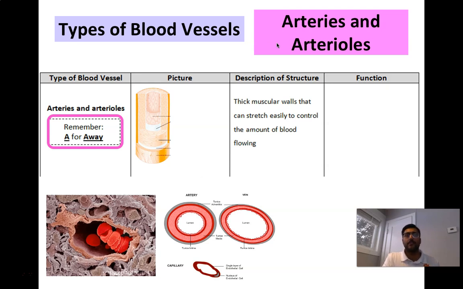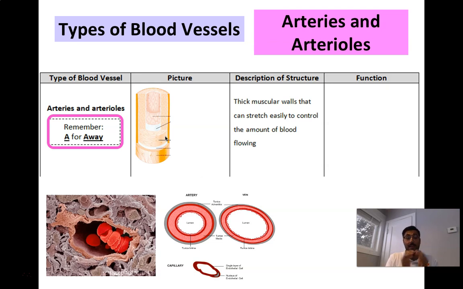Arteries and arterioles. Well, remember the big takeaway: A for away. So arteries and arterioles are moving blood away from the heart. Their actual blood vessel walls are quite thick. They've got a huge membrane around them, and they're stretchy. And there's a very specific reason for arteries needing to be stretchy and thick. The heart is pumping blood at a very high blood pressure. And so when it pumps that blood, those arteries and arterioles that are closest to the heart need to be able to withstand that pressure.